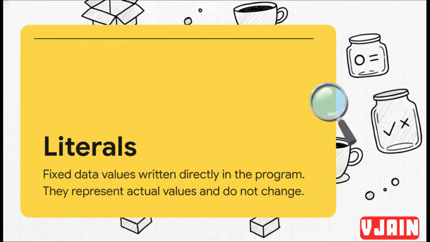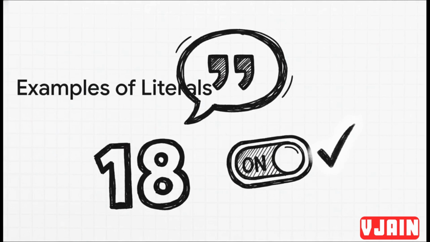Okay, this next part is so important. If the identifier is the label on the box, the literal is the actual stuff inside the box. It's the raw, fixed data value that you've typed directly into your program. So the number 18, that's a literal. The text hello, written in quotes, that's a literal. The value true, yep, also a literal. These aren't just names for something. They are the something. They're the actual values themselves.